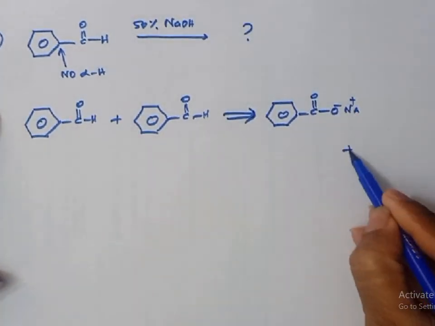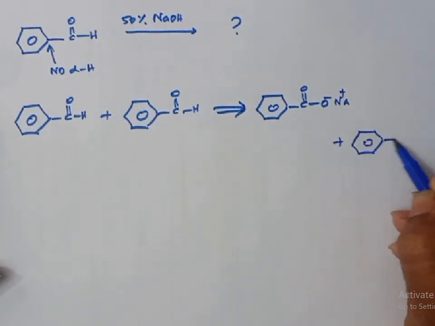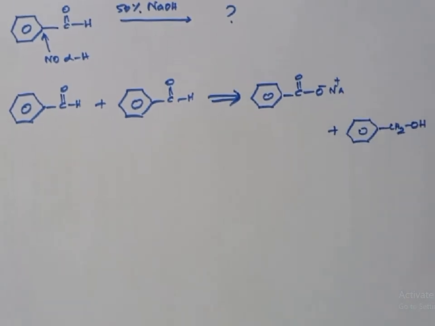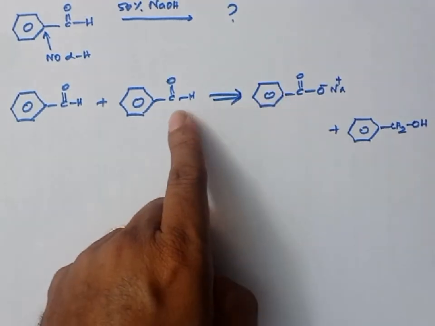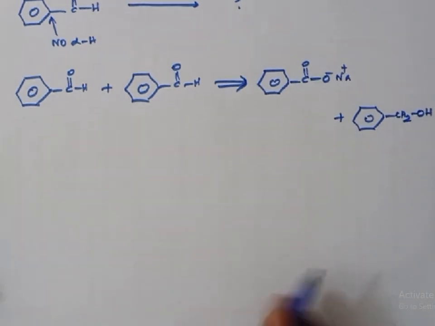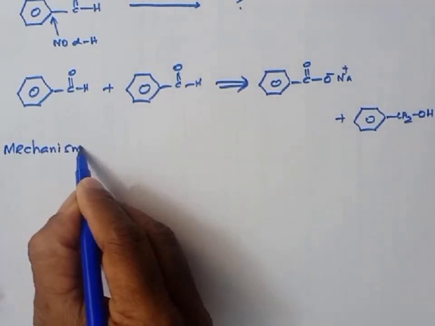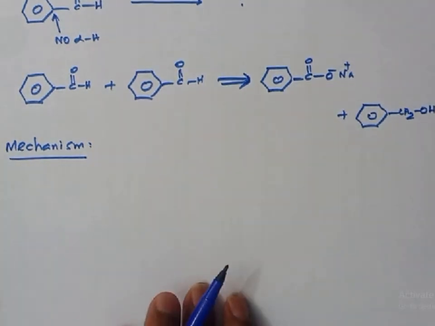And what happened to the second molecule? The second molecule undergoes reduction, and you'll get the reduction product, CH2OH, alcohol. When an aldehyde undergoes oxidation, you'll get an acid. When an aldehyde undergoes reduction, you'll get the corresponding primary alcohol. Take note, you'll get a primary alcohol. And what is the mechanism? How does this reaction take place? The mechanism is very simple.